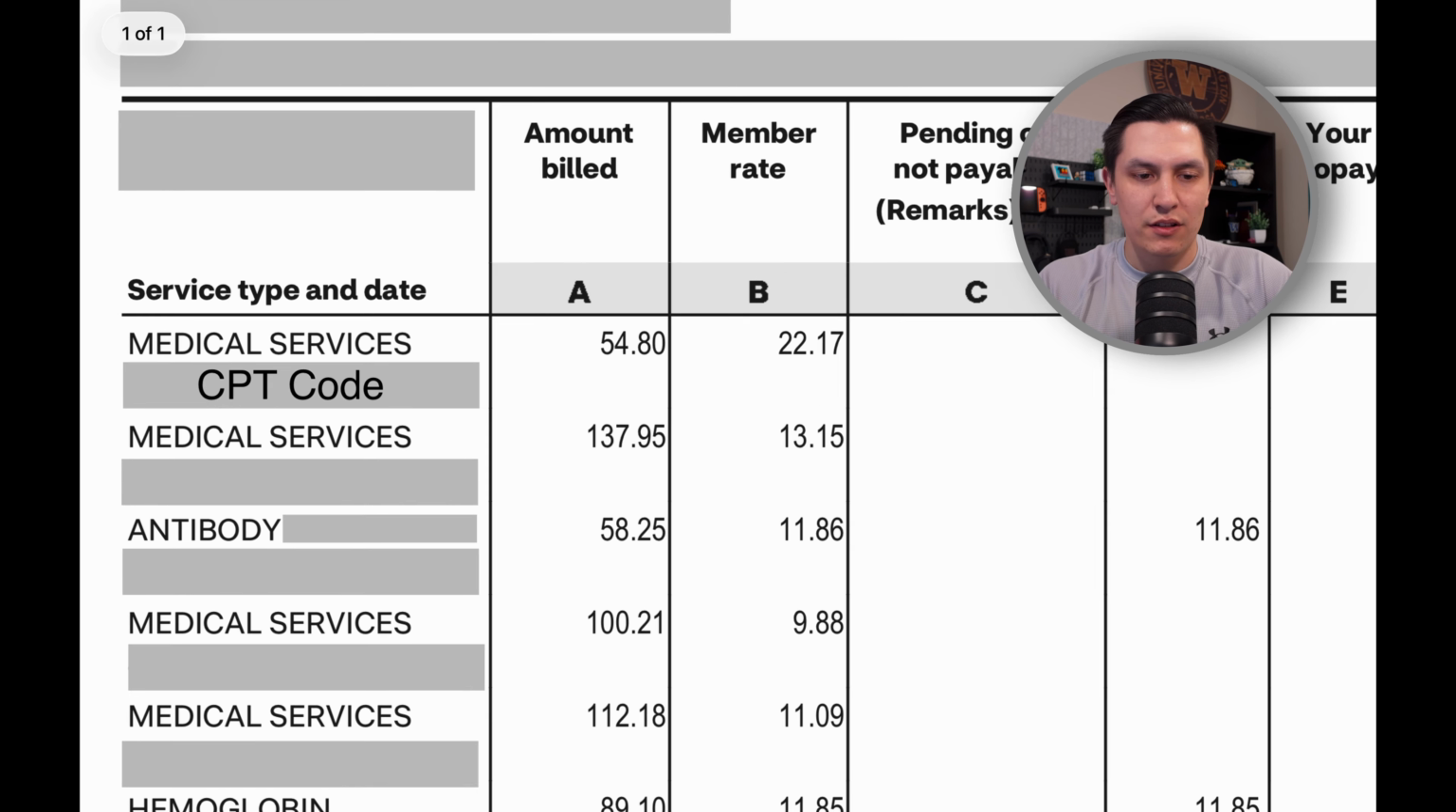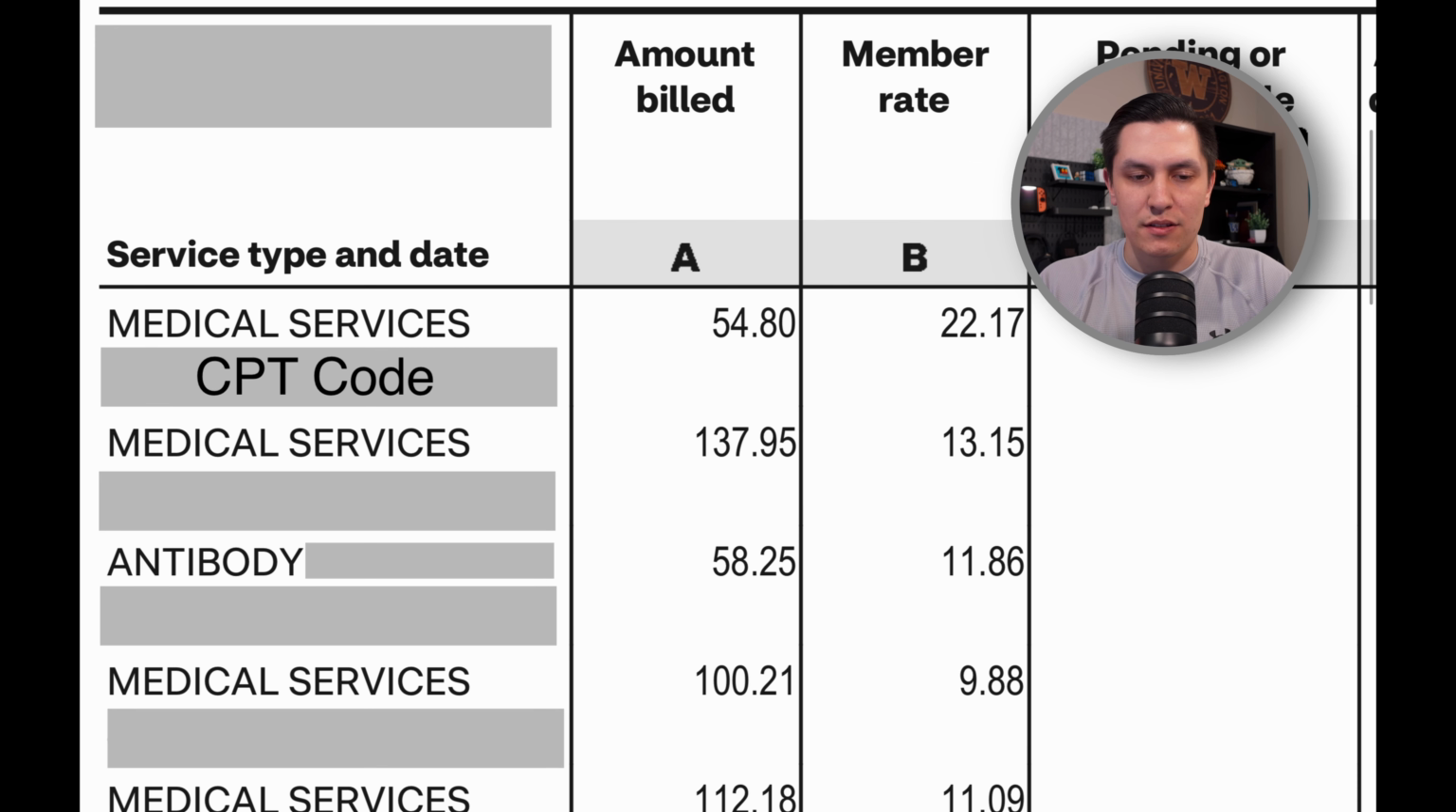And so if we focus in on the left side here, you'll see medical services and then CPT code. And again, that CPT code is a 5-digit number that corresponds to what was actually billed. You'll then see the billed amount and the member rate. I would recommend that you either Google or use an AI chat of your choice to look up the CPT codes and what they mean, because the CPT codes will help inform you on, one, what was billed for, and two, if it was actually what you were there for. So do the best you can to try and understand it. A quick Google search can usually tell you what these things mean.